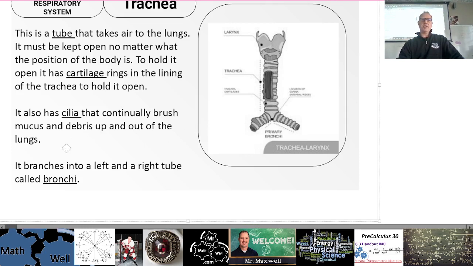So it branches to the left and right tubes called bronchi. These big tubes here are called bronchi. So the larynx, your voice box, then the trachea, and then the bronchi go to each part of each lung.